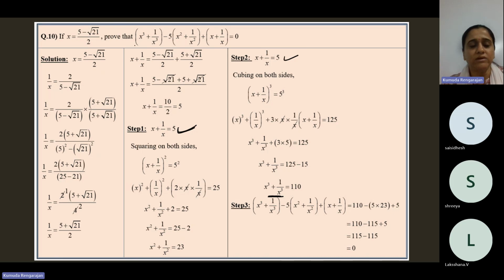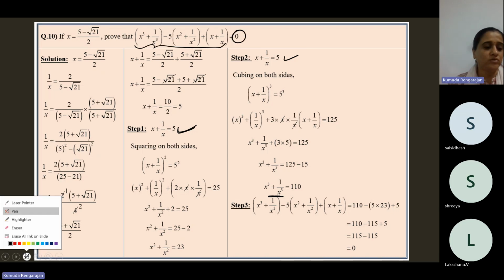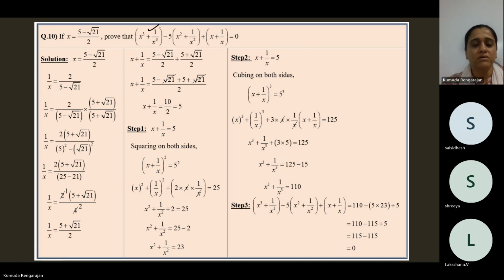Now we have to prove that the value of this expression is 0. We have found the values of the expressions here. X cubed plus 1 by x cubed is 110. X squared plus 1 by x squared is 23. And x plus 1 by x is 5. So substitute. And when you simplify, it's 0. So we proved that the value of this expression is 0.